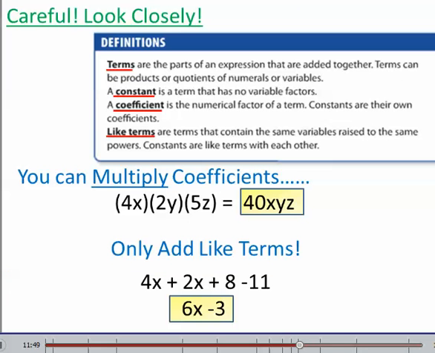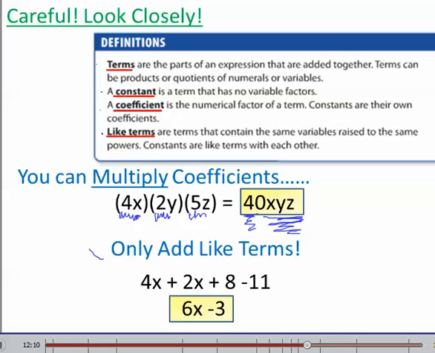Okay, just really quick, a few more things. I know this video is longer than it should be. We just have too much to cover here. We have looked at these definitions before. We've even looked at this slide that reminds us that we can multiply these numbers up front, 4, 2, and 5. That gives us 40. And we just set the letters next to it, or the variables.